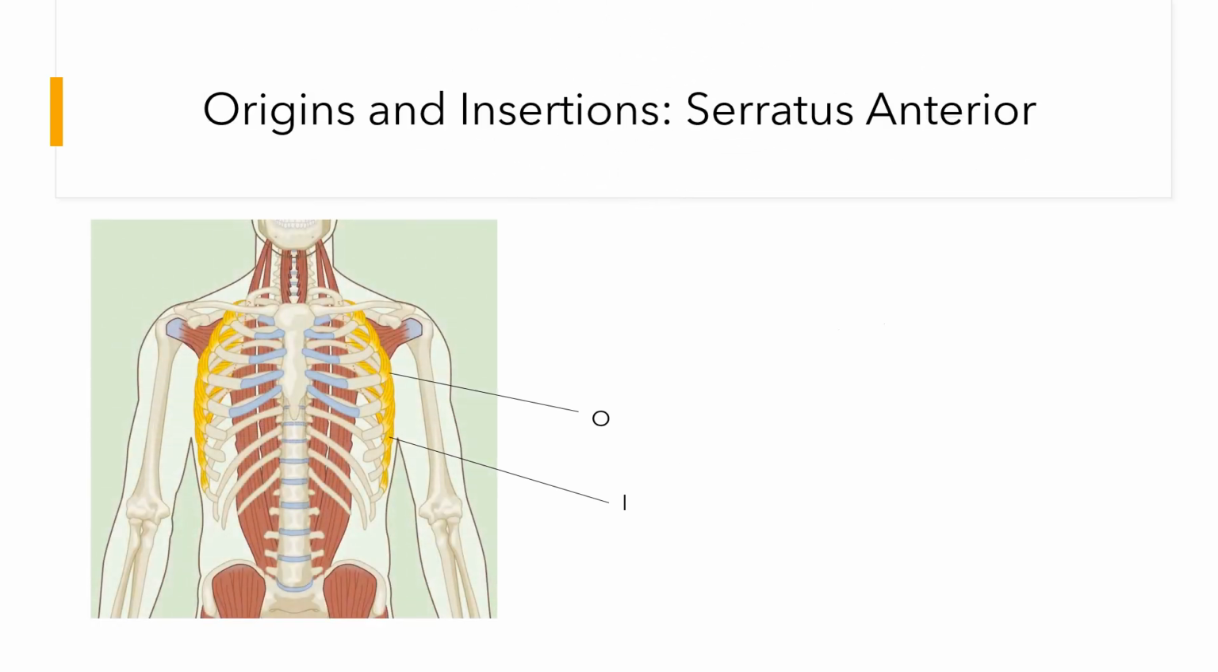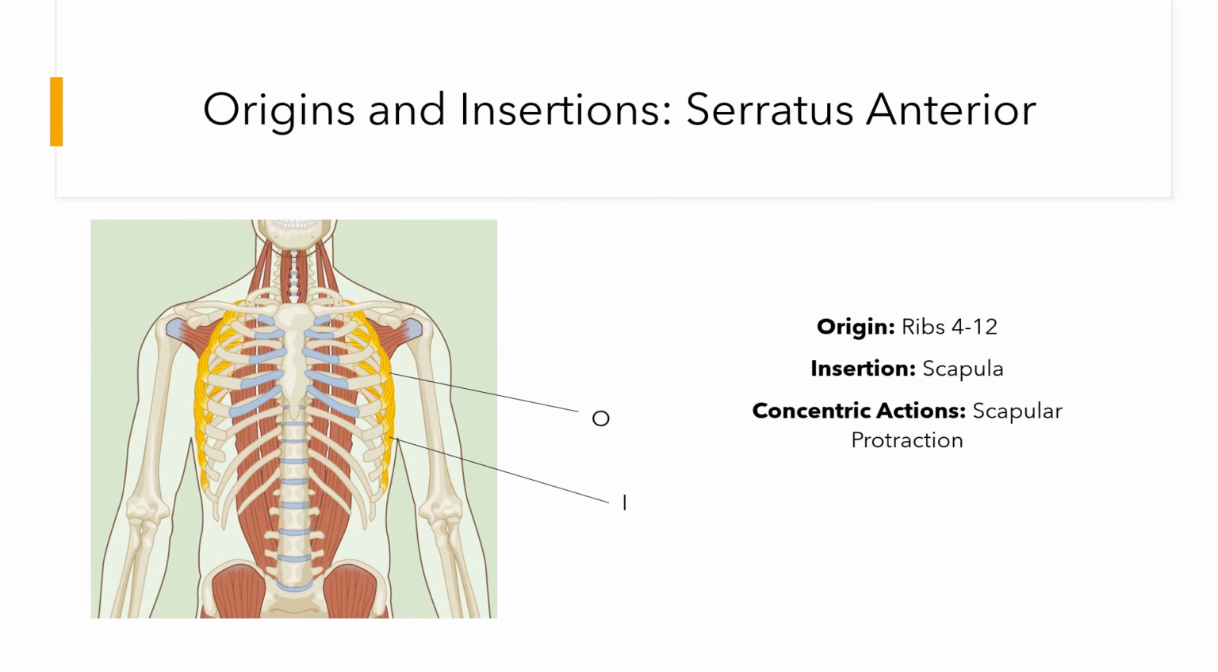Now we have the serratus anterior, which we said was the boxer's muscle in the previous lesson. It originates from ribs 4 to 12. As you can see, it inserts into the scapula, and it allows for scapular protraction. Eccentrically, you're going to get scapular retraction. So you're going to use your serratus in things like a chest fly or chest press, where you're having to protract your scapula, and you're going to load that through the retraction part of the lengthening phase of the movement.